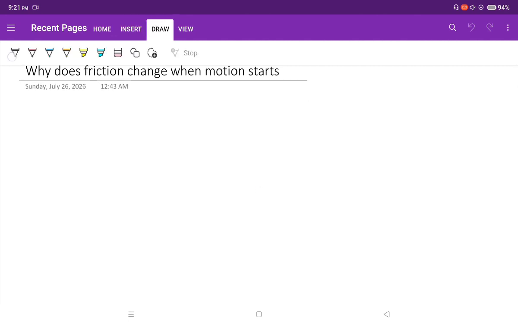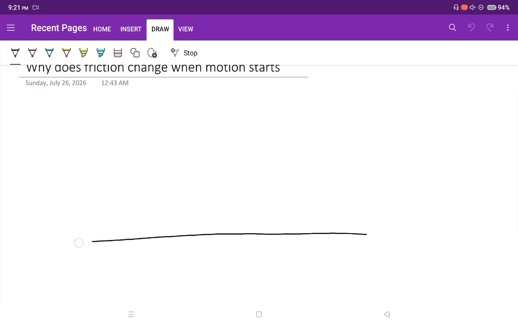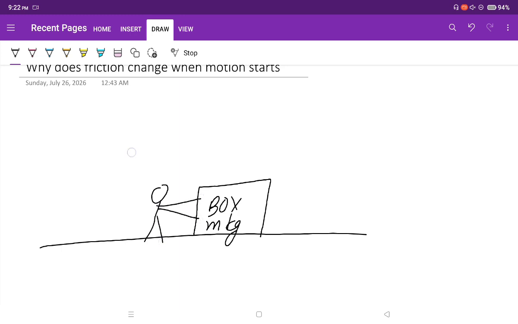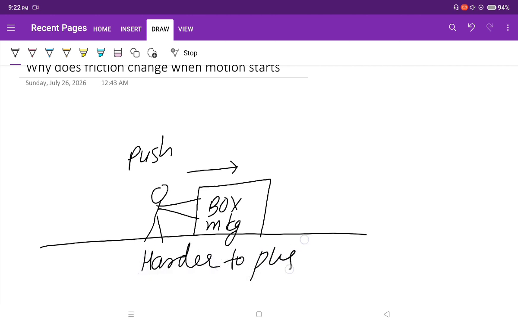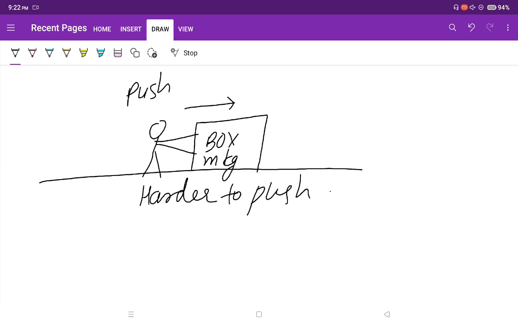You might have seen that when you push a box, suppose you have a box here with some mass m kg. Now if you start pushing this box, it is harder to push. But once it starts moving, once the motion has started, it is easy to keep going, right? What do we say?